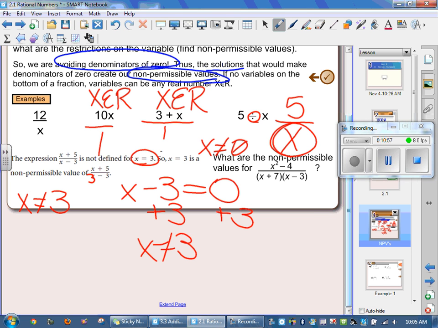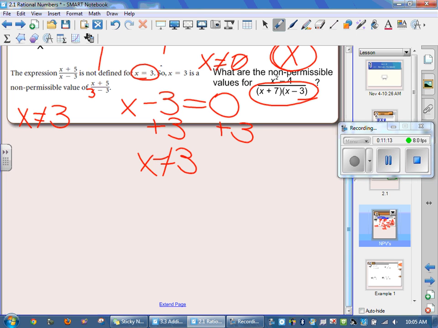What if they've given them in brackets like this? Take a look at these ones. What if they're written in this format? What if they're brackets like that? You solve each bracket separately. So this one's going to look like this: I would take x plus 7 equals 0 and solve it, and I would take x minus 3 equals 0 and solve it.